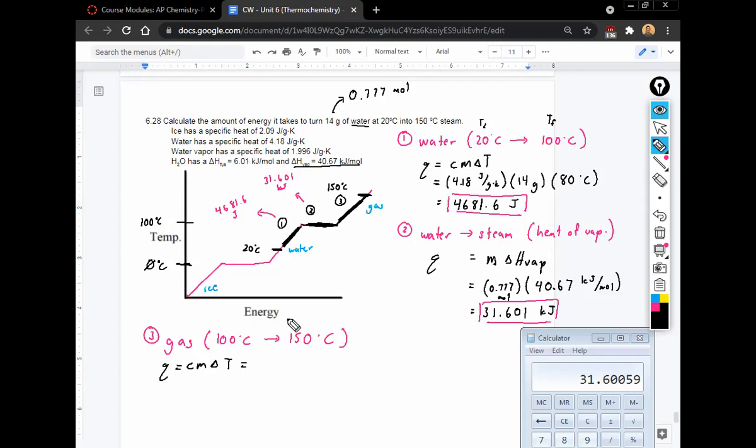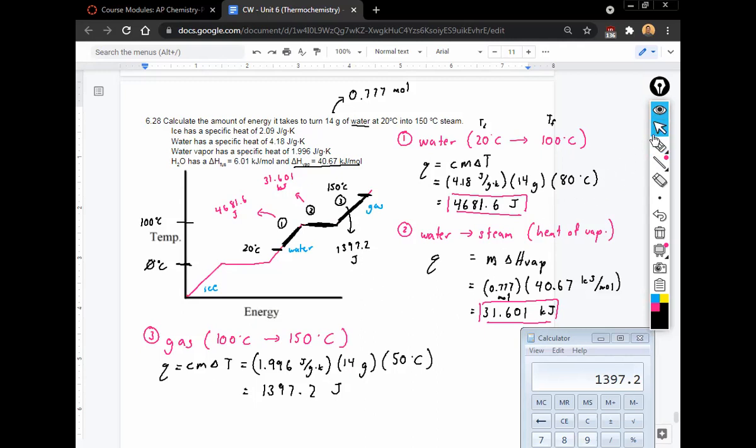The specific heat of water vapor is 1.996 joules per gram Kelvin. We're going to multiply that. It's still 14 grams. And then we need to multiply that by the change in temperature. So if we're going from 100 to 150, it'll be 50 degrees Celsius. And then from there, we can just calculate that out. 1.996 times 14 times 50. That'll give us 1397.2. That's going to be in joules. So step 3 right here is going to be 1397.2 joules.